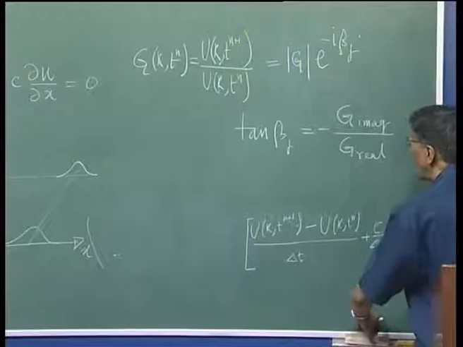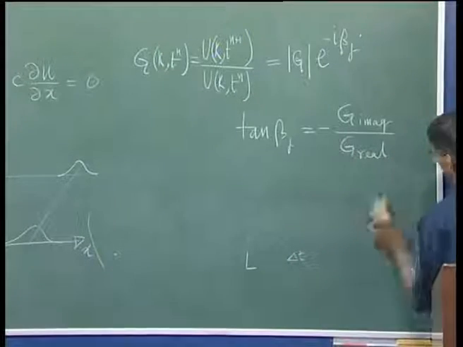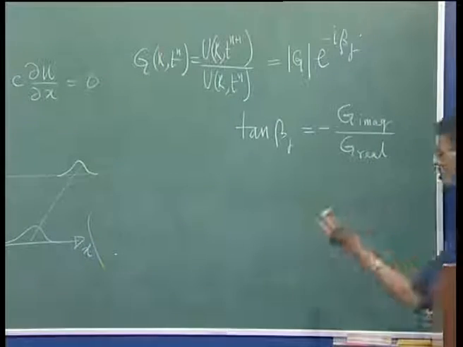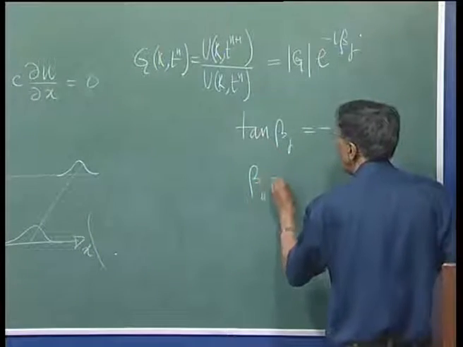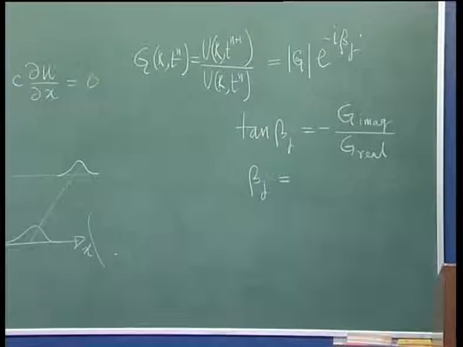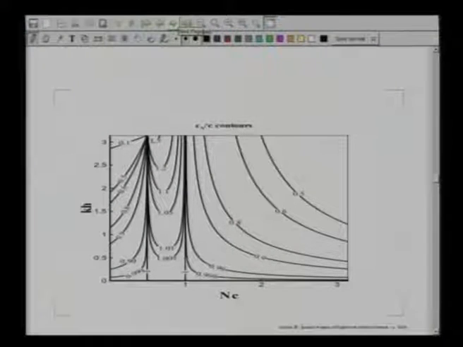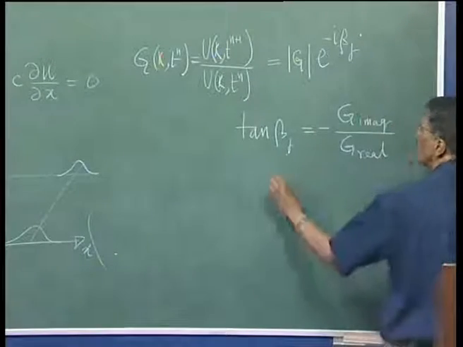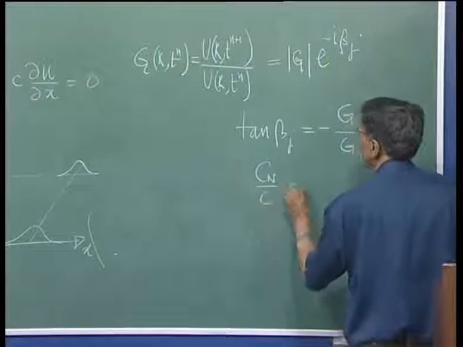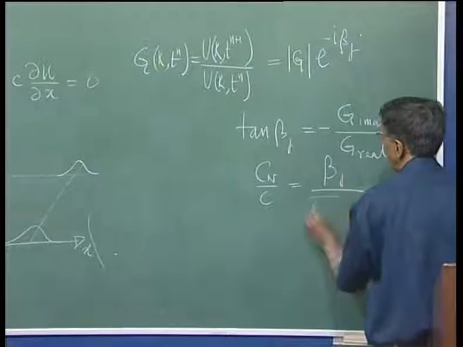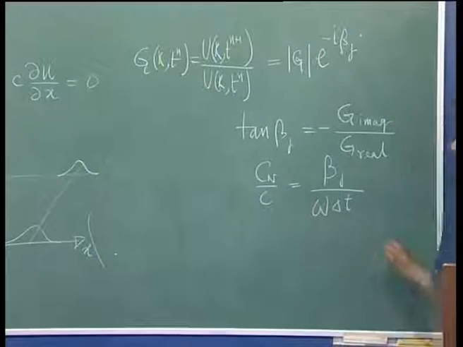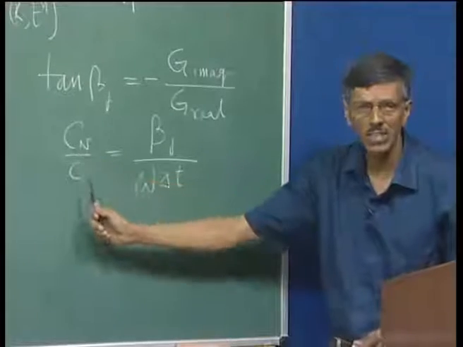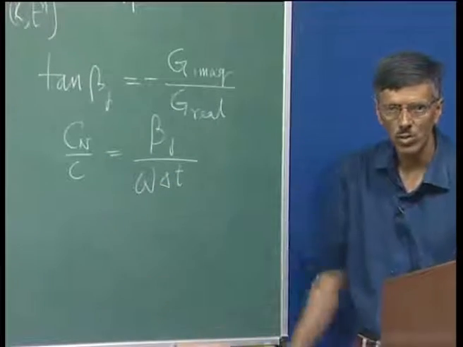Now, once you have gotten the value of G, and in consequence the value of beta j, we have shown already that beta j can be related to Cn by C. So, Cn is the numerical phase speed, and we can show that Cn by C will be beta j by omega times delta t. Okay. So, once you have obtained beta j, you can calculate numerical phase speed. So, they are all related.